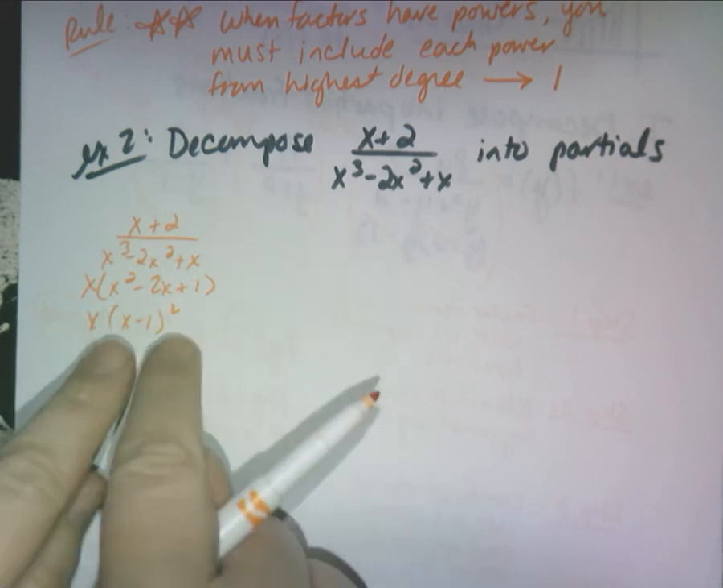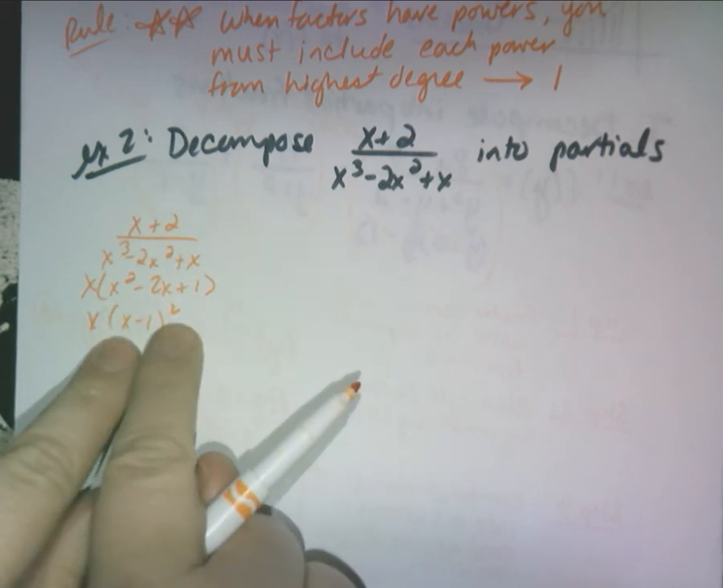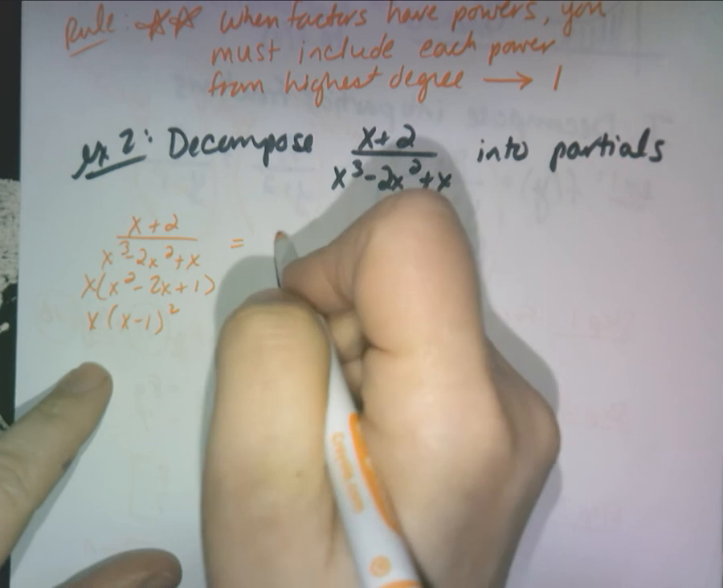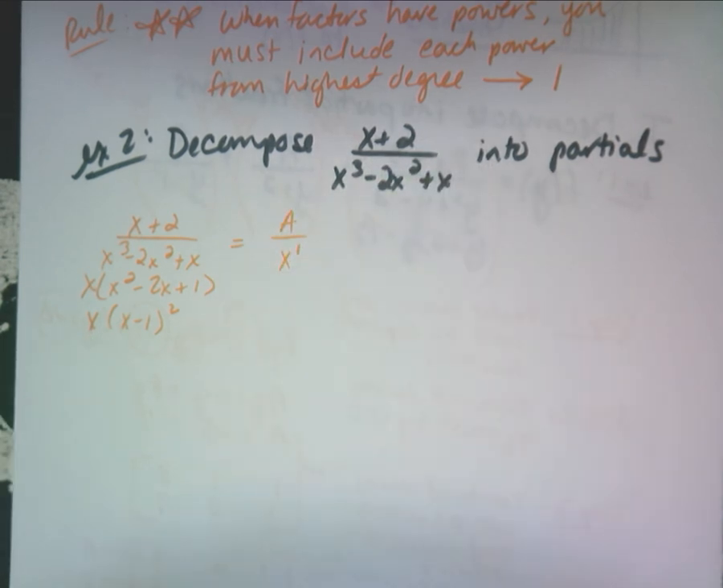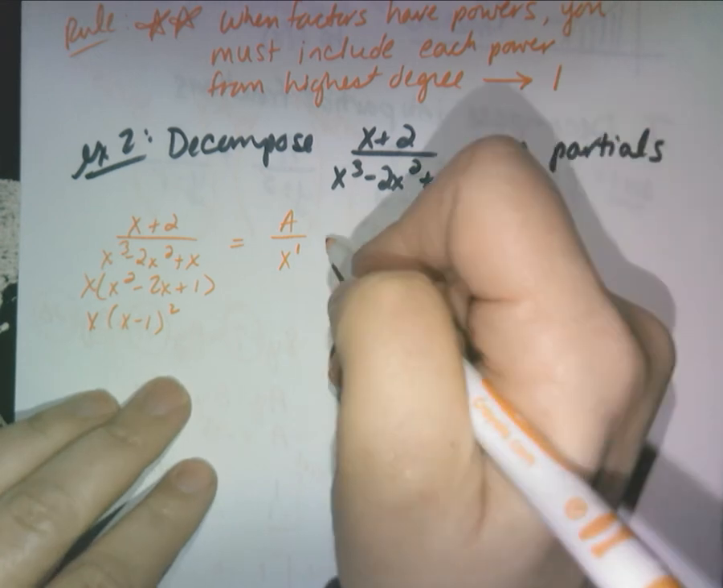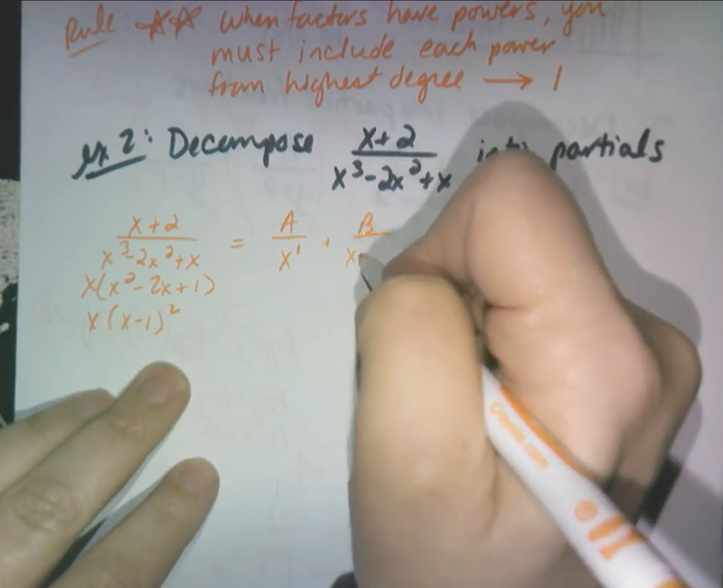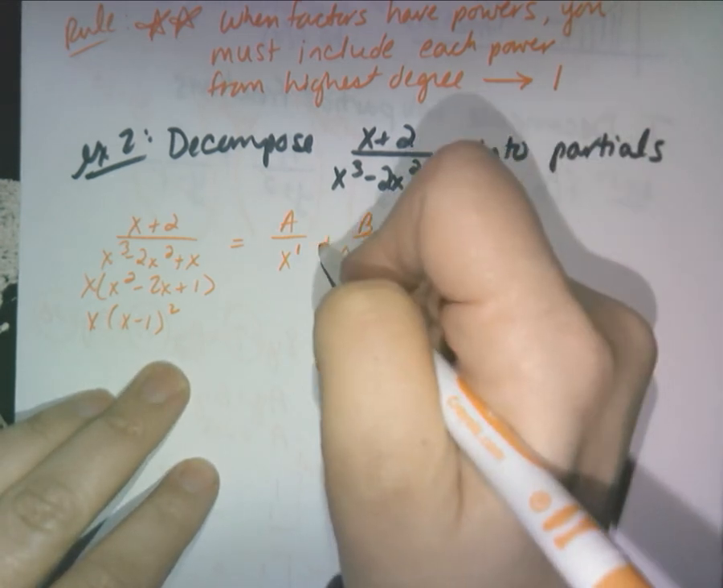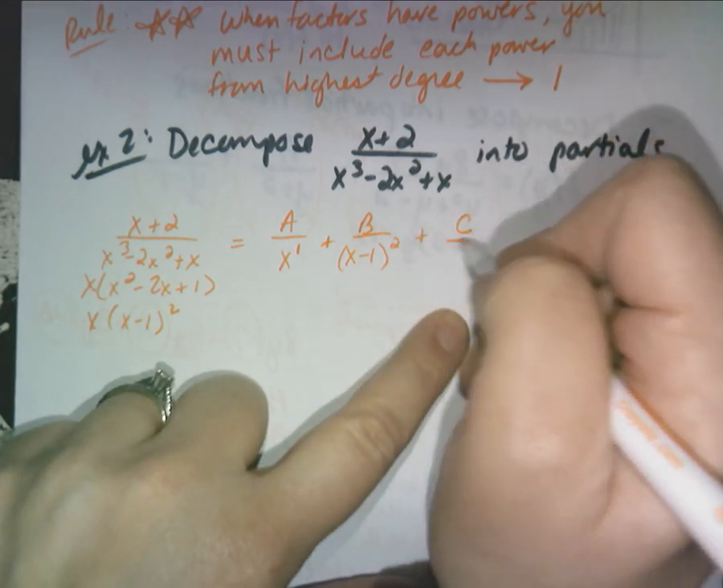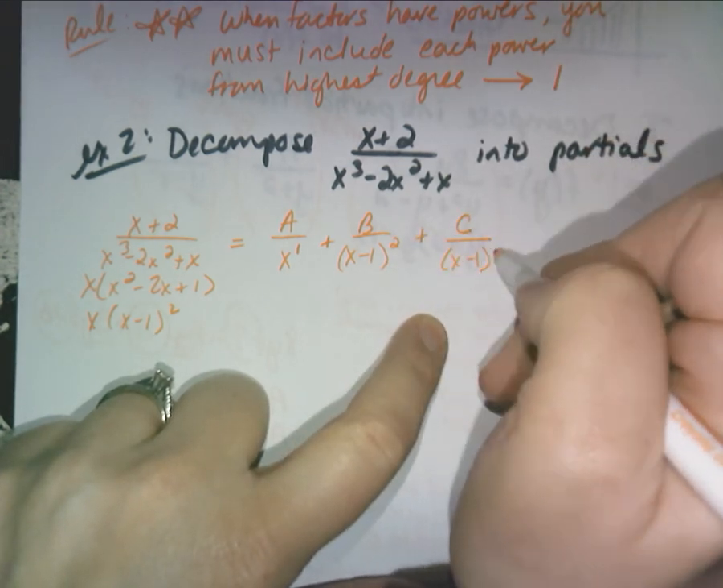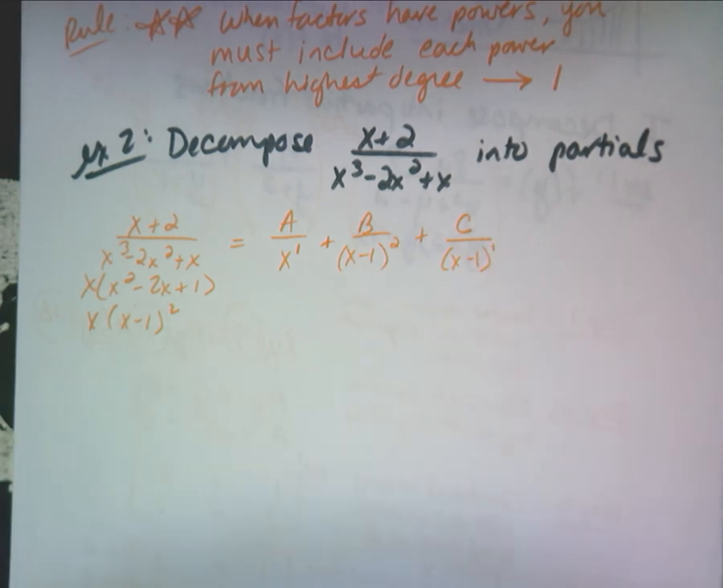We have a power that is bigger than 1. So when I go to write my partials, I would have A over x. That's already a power of 1, so I don't need to go any further down. I would have B over x minus 1 squared, and this is what everybody would forget, but then you have to add another partial, C over x minus 1 to the 1. All your powers must work themselves all the way down to 1. Okay, it's just the rule.